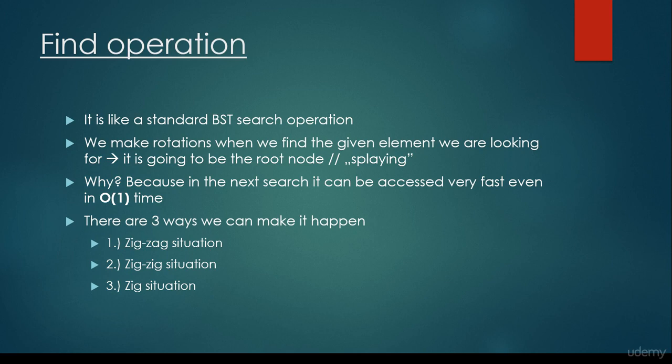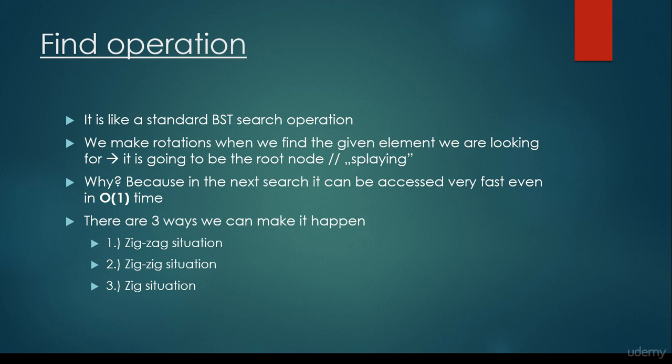It's very important to see that in this case, we are not going to make the rotations in order to make the tree as balanced as possible. We are going to make the rotations in order to make sure that the item we are looking for is going to be the root node the next time. This is a very important fact. For AVL trees and red-black trees, we have used rotations to make the tree balanced.